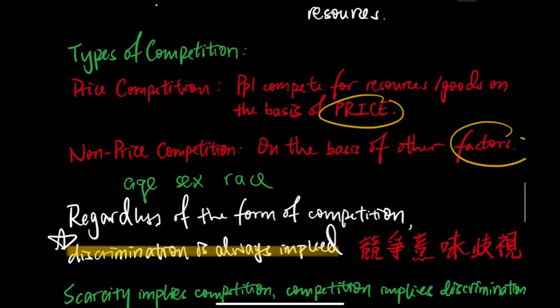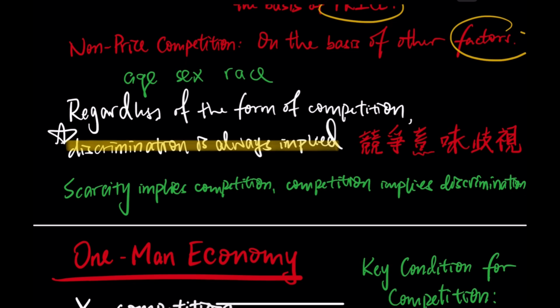So these two types of competition favor people who are qualified, people who are able to satisfy these factors, and in return they get the resources or goods that they want. And people who don't get the resources or goods that they want because they're unable to qualify would be discriminated against. Now, as seen above, scarcity implies competition, because people would be tempted to compete for the resources that they want. And competition would imply discrimination, okay? Because some people are bound to get these resources and some people are bound not to get these resources.